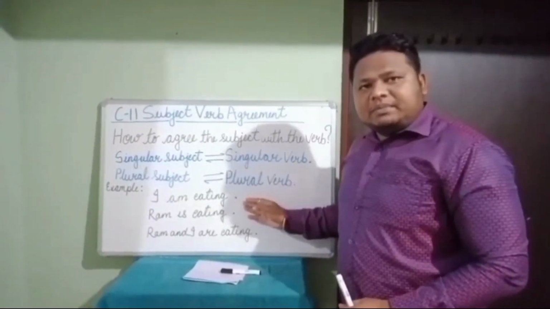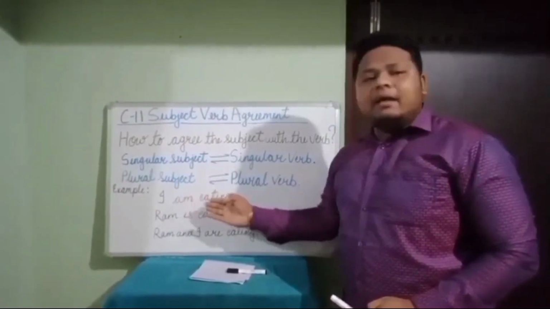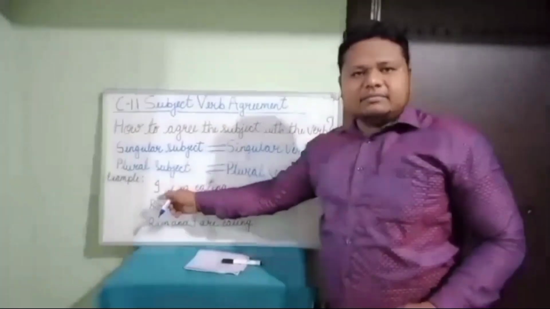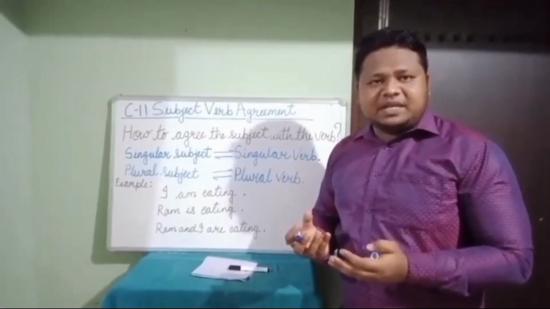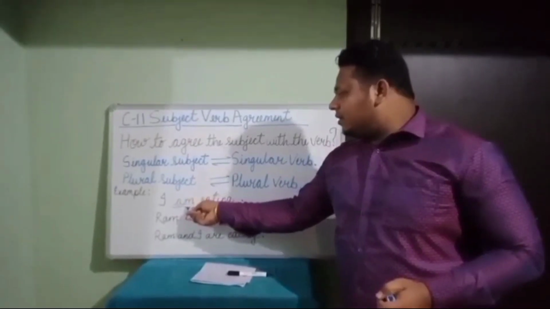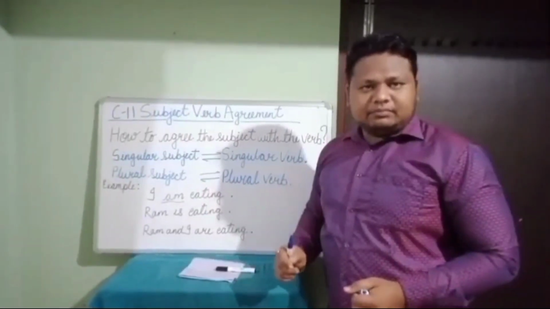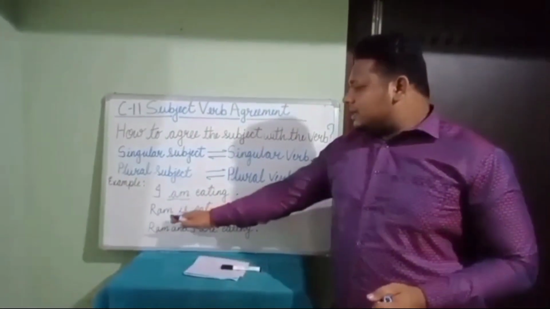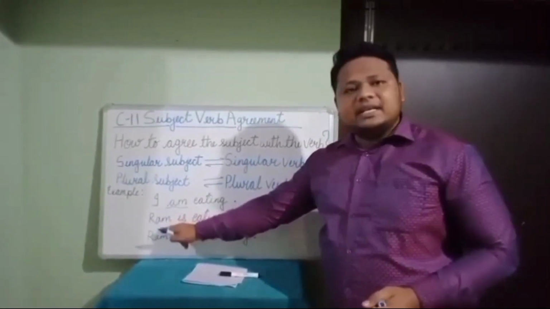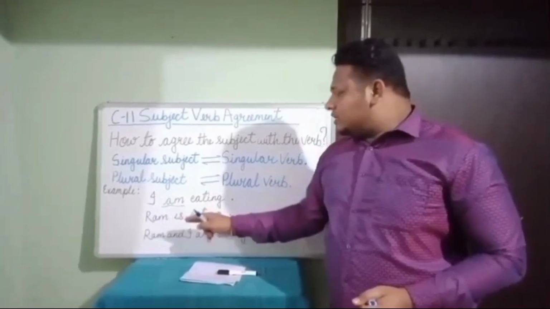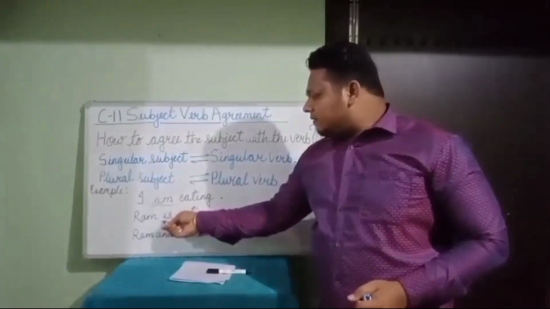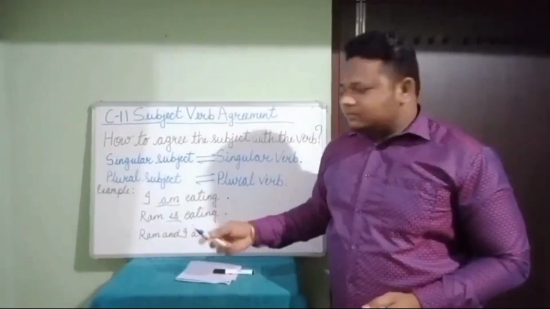The first example is "I am eating." Here the subject is I. It is a singular subject, so we have to use the singular form of verb, that is am. Example 2, "Ram is eating." Here the subject is Ram, so is has been used, which is a singular form of verb.